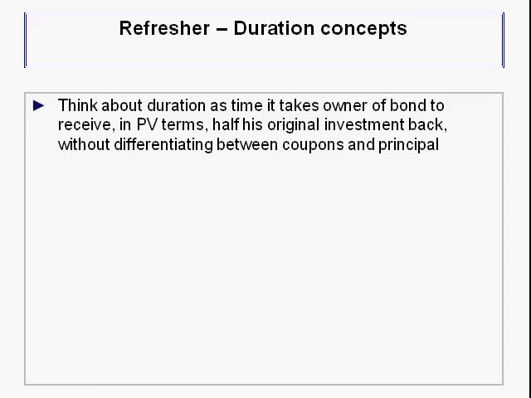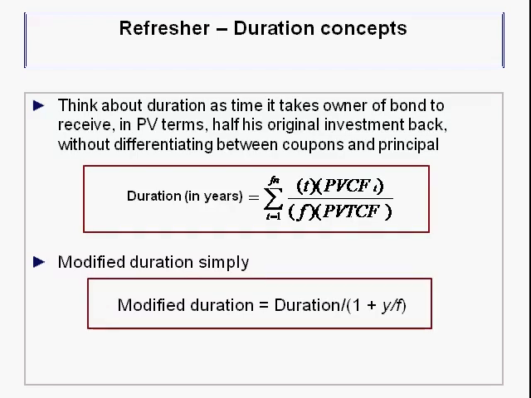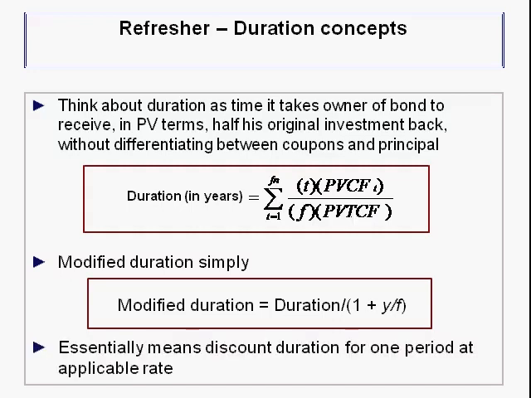Duration can be calculated via the following formula here. On the other hand, modified duration is simply duration divided by 1 plus the yield over the frequency of payments per annum. This means essentially that you take duration and discount it for one period at the applicable yield to obtain modified duration.